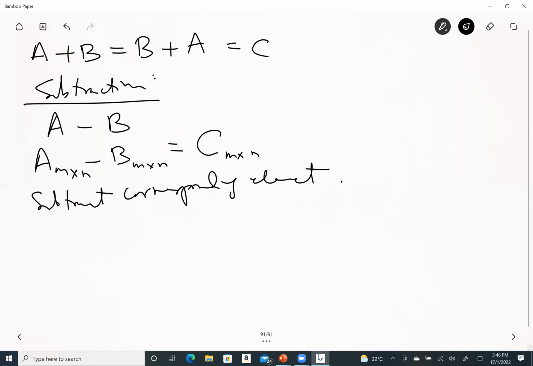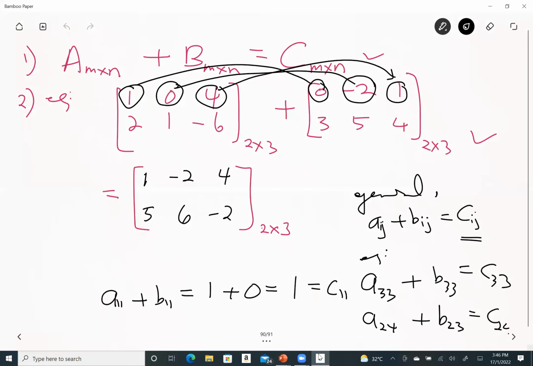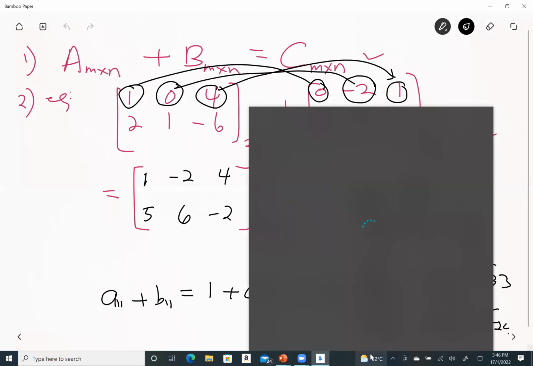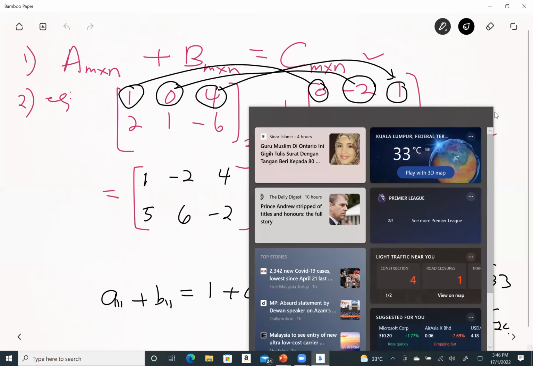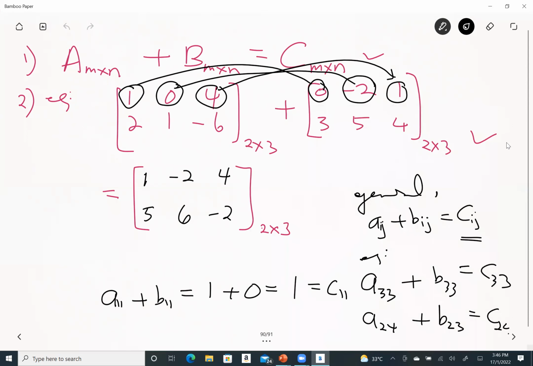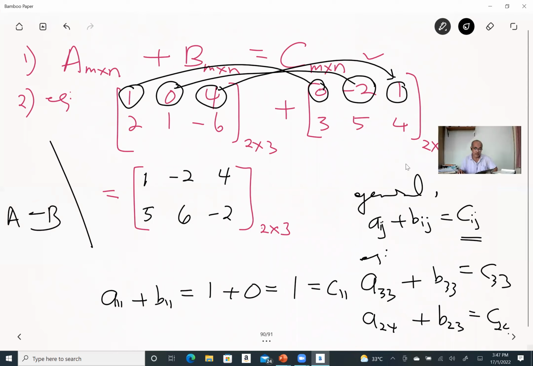So what you can do now, you go back to the example that I have here. This is matrix A, the second one matrix B. I want you to do subtraction. Subtract A minus B. So you do just subtraction and see what we will get. Okay, subtract A minus B. A is 2 by 3, B is 2 by 3. Okay, subtract.